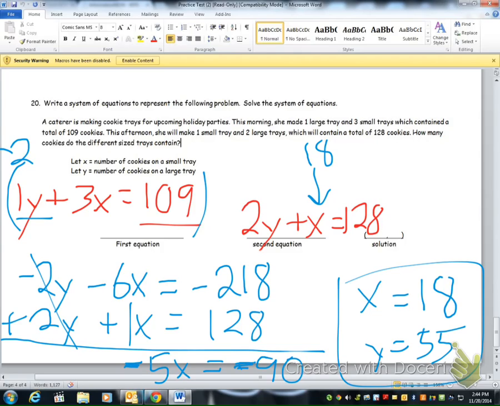Alright, other questions? Cameron? 12. Number 12.